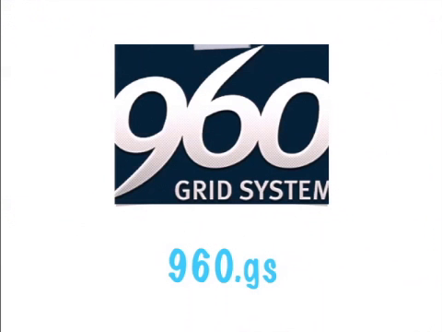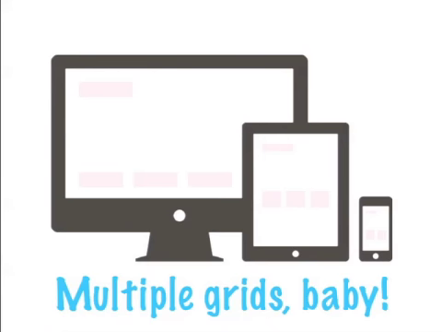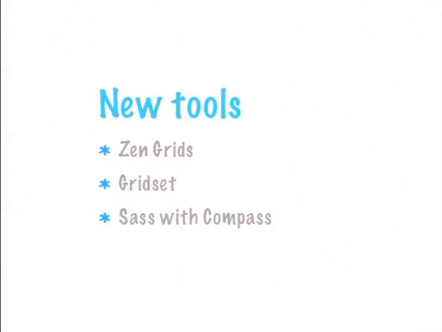Frameworks like the 960 grid system allowed us to more easily line up our content without manually calculating all the details ourselves. Today we need more robust grid frameworks because we have to have more than one grid system. A 16-column grid for a large screen does not make any sense on a small screen. We need multiple grid systems to handle the different screen sizes that are out there. Tools like Zen Grids or Sass with Compass can help you create your grid without making all the calculations yourself.